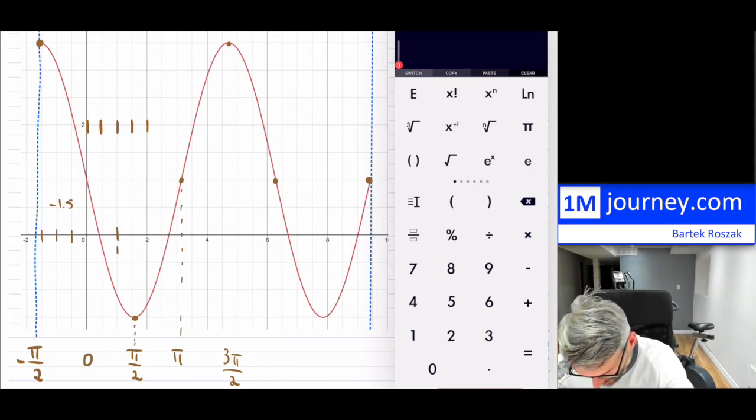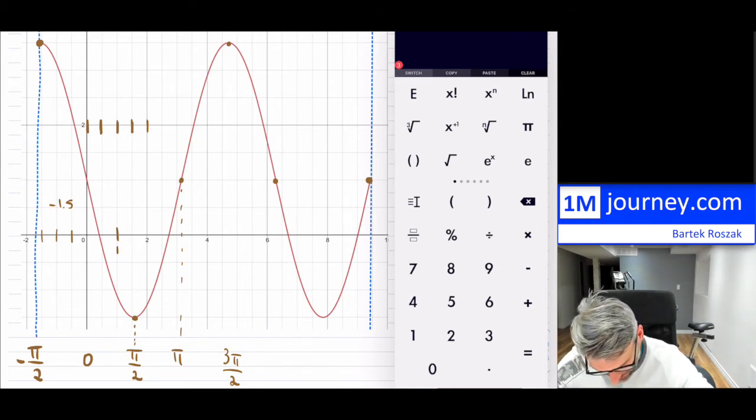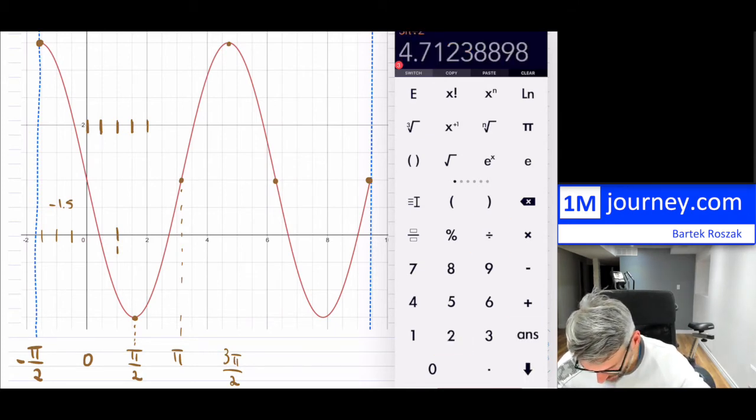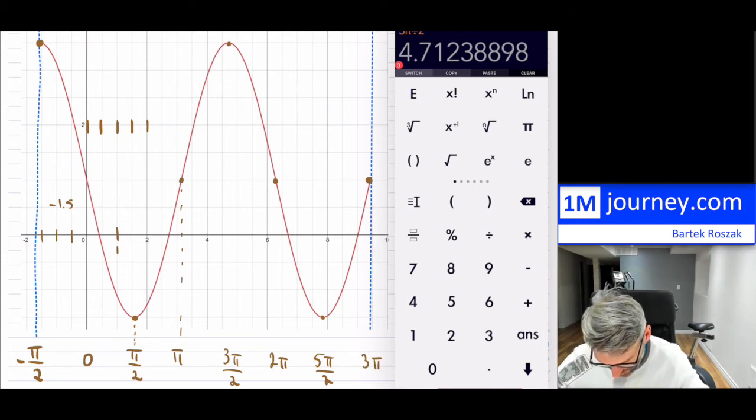So let's take a look here. 3 pi over 2. Well, no, this is over 4. So let's check this. 3 pi divided by 2 is 4.7. Yep, that looks right. So it looks like it's just adding by halves. So this is going to be 2 pi, plus another half, that's going to be 5 pi over 2. And therefore this is going to be 3 pi, because it's 6 pi over 2.